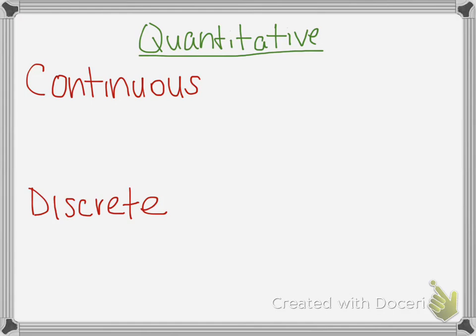Now if we talk about quantitative data, this is going to be continuous and discrete. Remember, quantitative are things that have a number. Continuous are going to be things that you can measure. So you want to think of distance and time, people's weight, things like that. Those are things that you can measure.